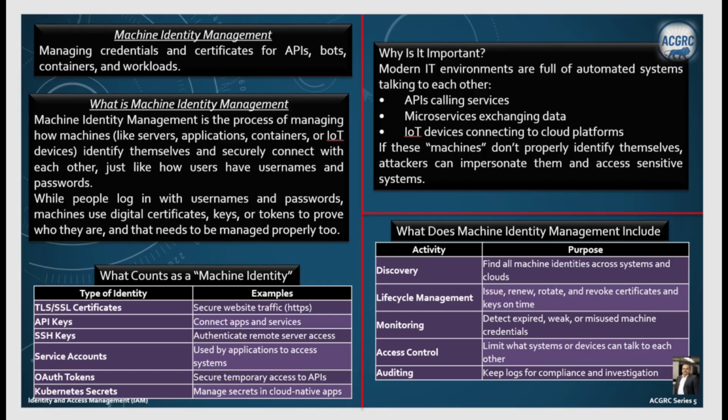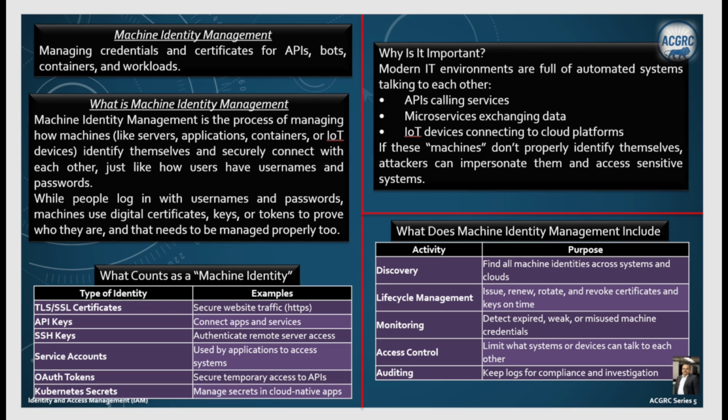Machine identity management. Machine identity management is the process of managing how machines like servers, applications, containers, or IoT devices identify themselves and securely connect with each other. Just like how users have a username and password, while people log in with a username and password, machines use digital certificates, keys, or tokens to prove who they are, and that needs to be managed properly.